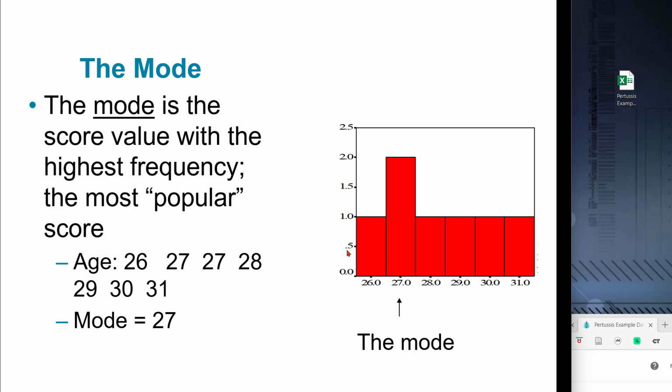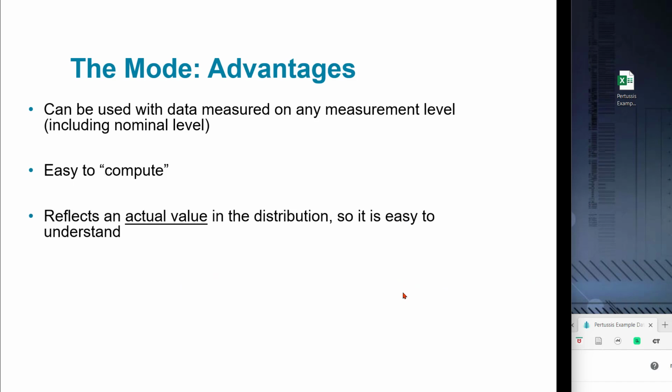The mode is the most popular one. It's simply the value with the highest frequency in the data set. So, if you have these ages, the one that has the most frequency is going to be the mode. 27 here. Computer software will calculate this for you.